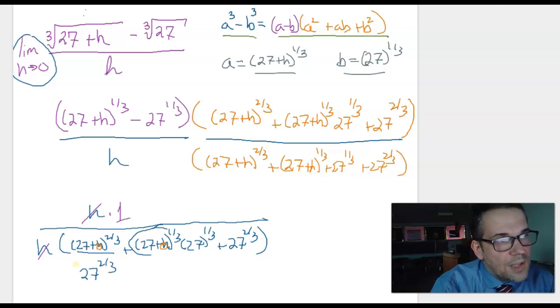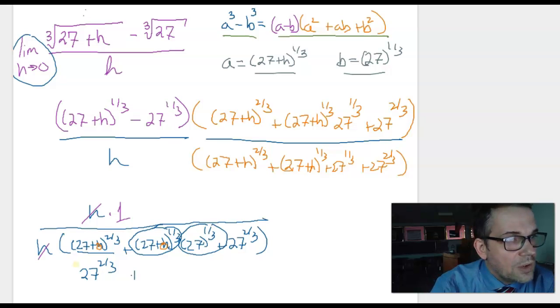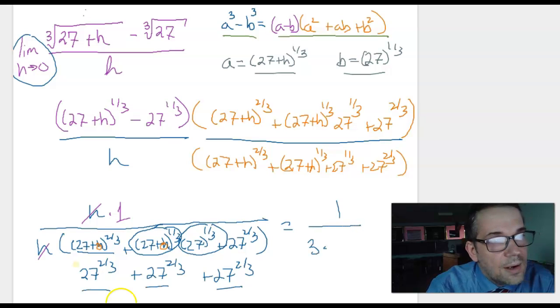This becomes 27 to the 1/3 times another 27 to the 1/3. And again, if I go back to my properties of exponents, I'll add those exponents. So I essentially have another 27 to the 2/3. And I have another 27 to the 2/3. And I can look at that as though I have three things that are all the same. So I can do 3 times 27 to the 2/3.